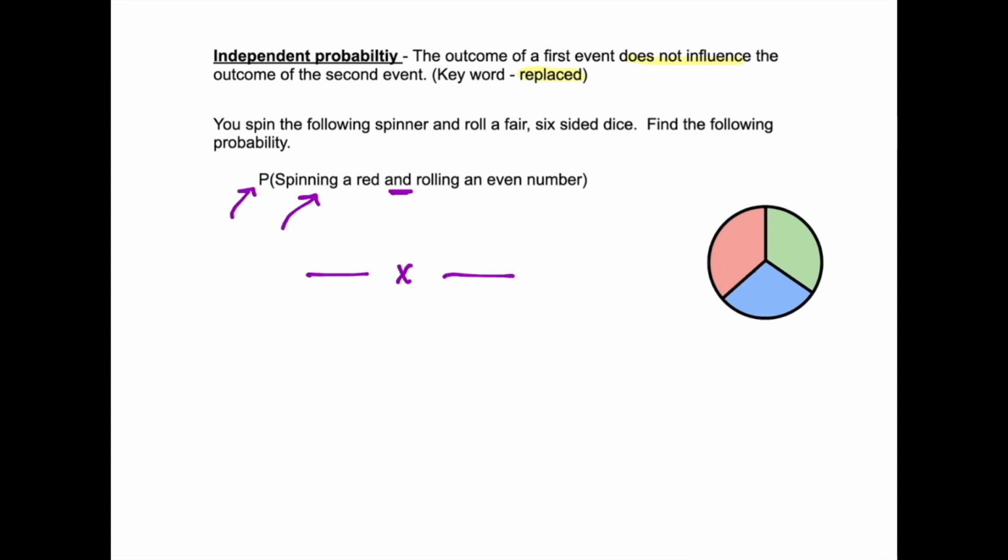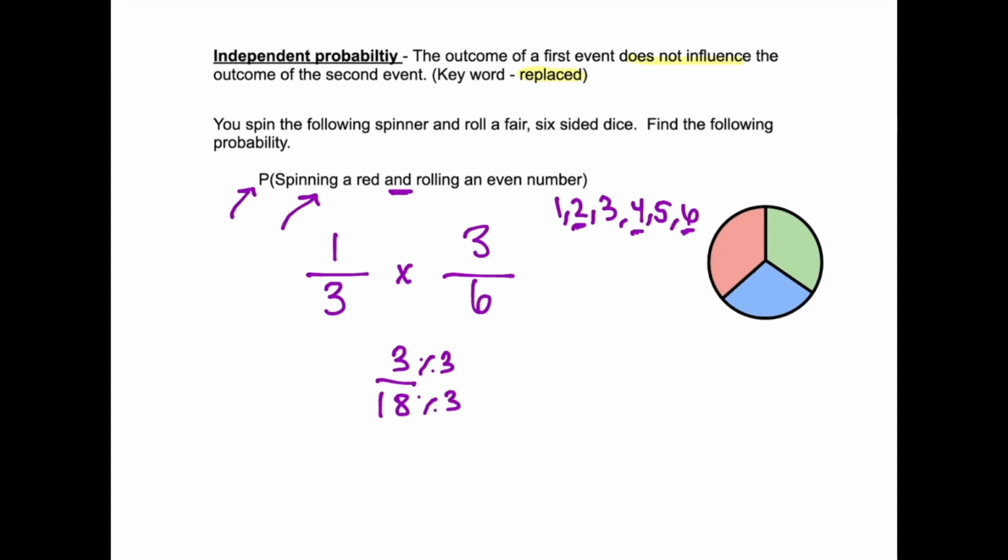So look at the spinner. What is the probability of spinning a red? There's 1 red out of 3 total. Then think about the numbers on a 6-sided dice. How many of them are even? 3 out of the 6 are even. So now I can take 1/3 times 3/6. That gets us 3/18. Next, we need to simplify. You could divide a 3 out of both the numerator and the denominator. So our probability is 1/6. If I was going to spin the spinner and then roll a dice, we would expect that 1 out of every 6 times you would get a red and then roll an even number.